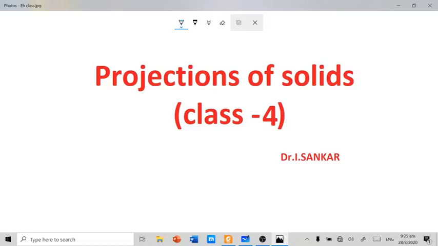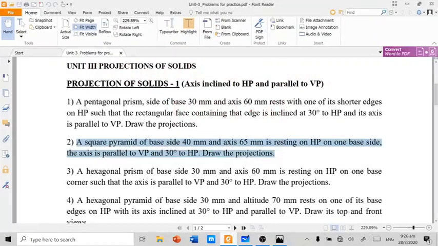Welcome dear students. In this video lecture we are going to learn how to draw the front and top views of a solid when its axis is parallel to VP and inclined to HP. This is a very similar problem to the one we solved in the last class. In the last class we solved it for a prism, and today we are going to solve the same for a pyramid. And this is a problem in the second half of our problem set.